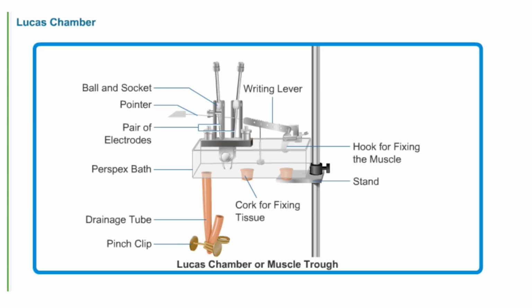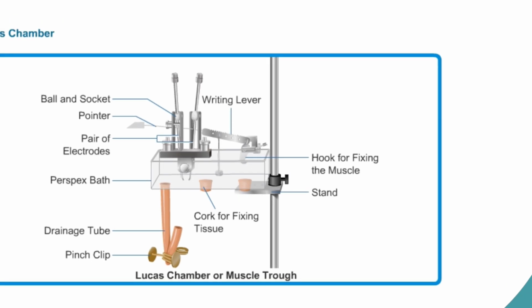We have the cork for fixing the nerve muscle preparation, and this Lucas chamber is made up of a perspex bath. Perspex is not a good conductor, so that's why we use this perspex bath for making this Lucas chamber. We have the ball and socket and the pointer, the writing lever. With the help of the writing lever and the stylus or the pointer, we will take the record on the rotating drum. And obviously, just like the myograph board, we have the stand here. So this is the Lucas chamber or muscle trough, we can say.